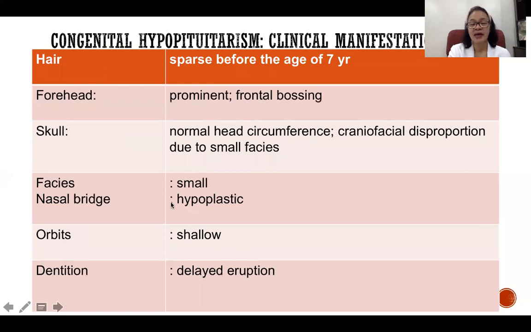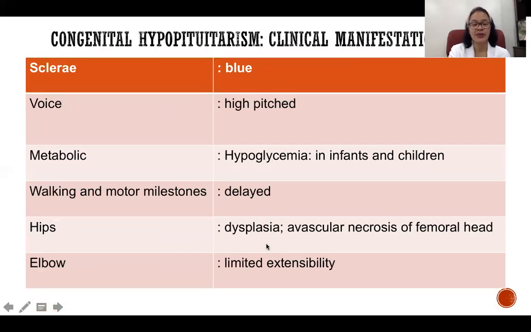With regards to hair, it's sparse before the age of 7 years old. And there is frontal bossing. The forehead may be prominent. The skull at birth may have a normal head circumference, but later there can be craniofacial disproportion. That's because of the small facies of that particular individual. So the facies would be small, and there would be a hypoplastic nasal bridge. The orbits may be shallow, and there is delayed eruption of the teeth.